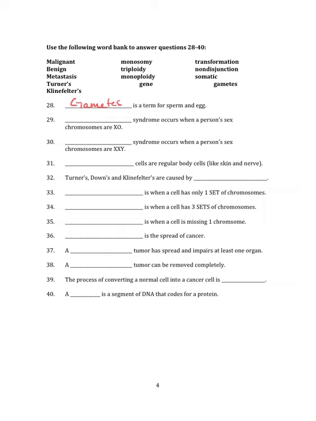Number 29 says that blank syndrome occurs when a person's sex chromosomes are X, and then it's a 0 or an O, meaning they're missing a sex chromosome. So if somebody has 1 X chromosome and no second X or Y, they have Turner's syndrome. Number 30 says that Klinefelter syndrome occurs when a person's sex chromosomes are XXY. So it's somebody who has 2 X chromosomes and 1 Y chromosome.